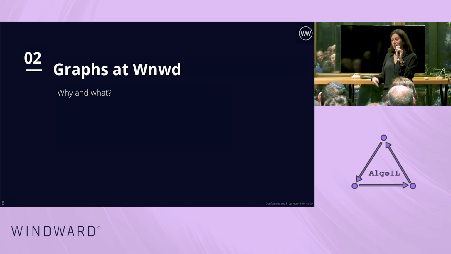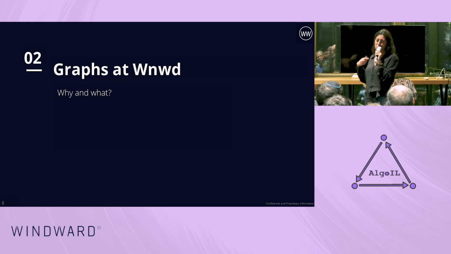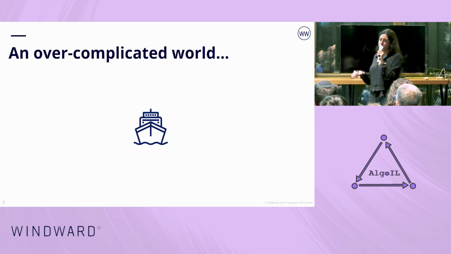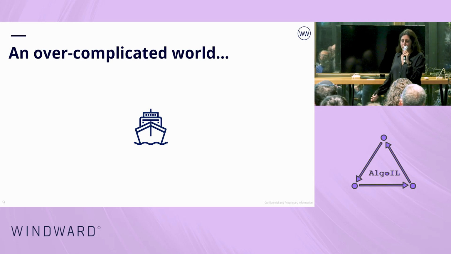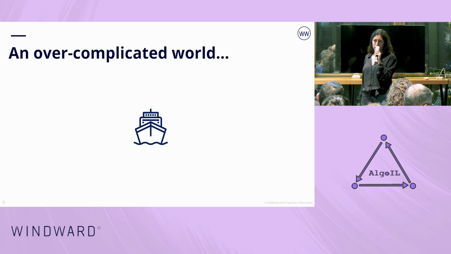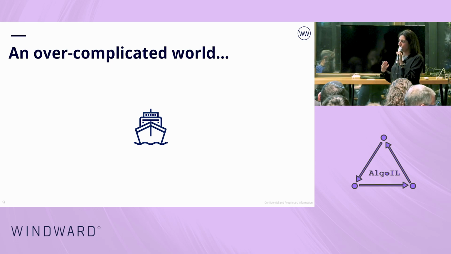Okay, so now we know what a graph is. Let's see what it means to work on a Windward graph. First of all, why would we need Windward graphs? The maritime world is very fragmented. Everything is complicated because people want to hide their identities, for example.